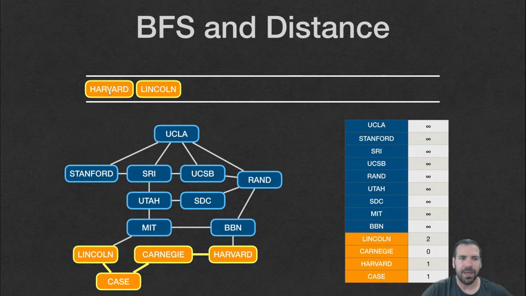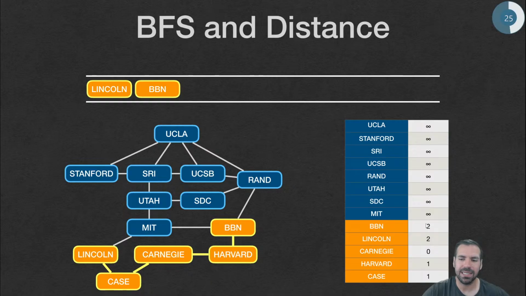Okay, and then we repeat. We DQ Harvard. This is pretty much the same thing. It mirrors what we did with case. When we check BBN, we mark it as explored, in-queue it, and set its distance to Harvard's distance plus 1, so 2. And then we check Carnegie.